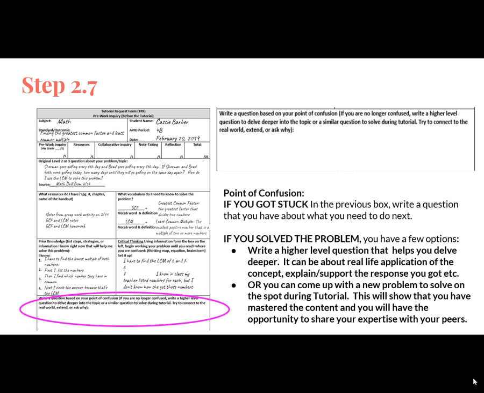It can be about real life application of the concept, or you can explain or support the response that you got. Or you can come up with a new problem to solve on the spot during tutorial. This will show that you have mastered the content and you will have the opportunity to share your expertise with your peers.